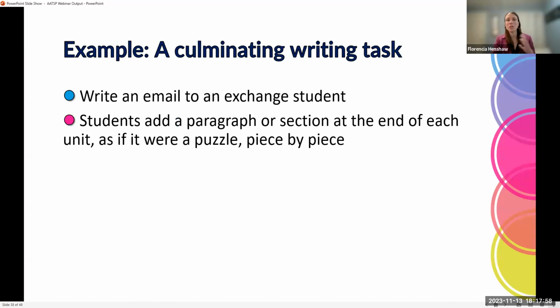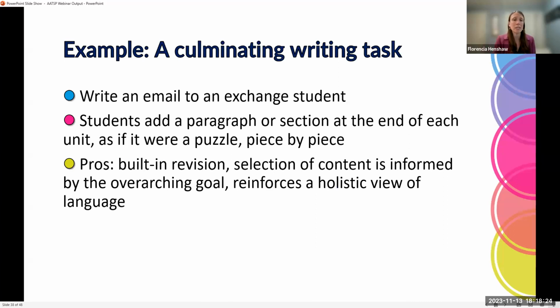As the students learn to talk about their routine, their town, their friends, their food, whatever it is, they add a little bit more, a little bit more, a little bit more to this email. So at the end of the course, they will have a more fully formed email, but they need to be writing a little bit as they go.